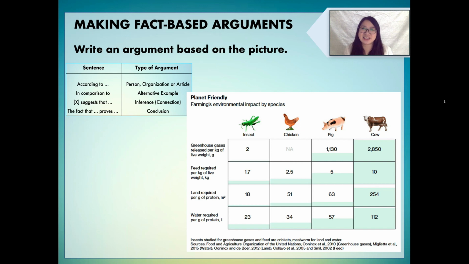Now let's look at our next set of information. Here we have a table, and in this table, instead of comparing the nutritiousness of the meat, we are going to compare the cost of production. That includes the amount of pollution that is caused, the amount of food that is required to raise the animal, the amount of land that we need to grow them, and the amount of water that we need to give them. So, again, we can make a comparison or we can make an inference. So, for example, the amount of land needed to raise cows suggests that it's the worst protein choice when we consider environmental health. Okay, so go ahead with your notebook, practice writing an argument.